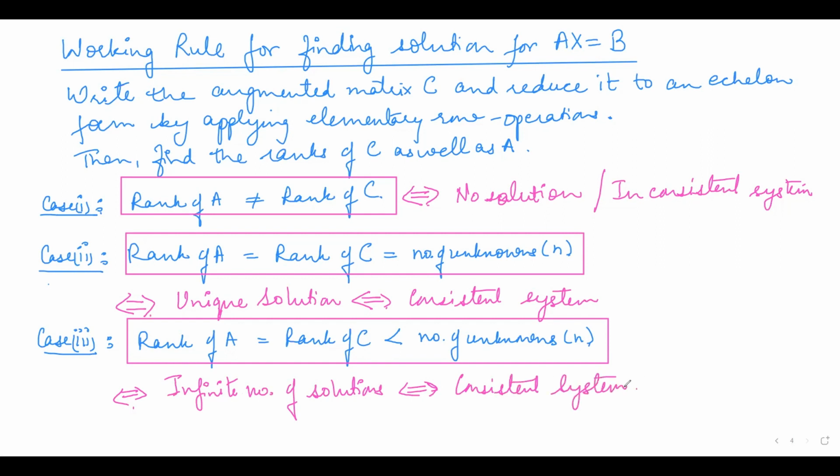Sir, I know you would be wondering how we can find the rank and what we mean by rank. You can see that in my next lecture. So this is the working rule for finding the solution for a non-homogeneous system, that is Ax = B. Now, on the next page, I'll be talking about the working rule for a homogeneous system.